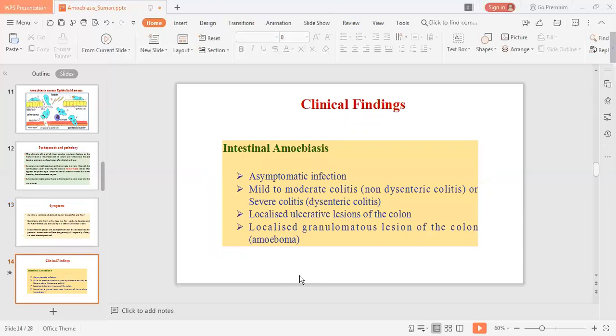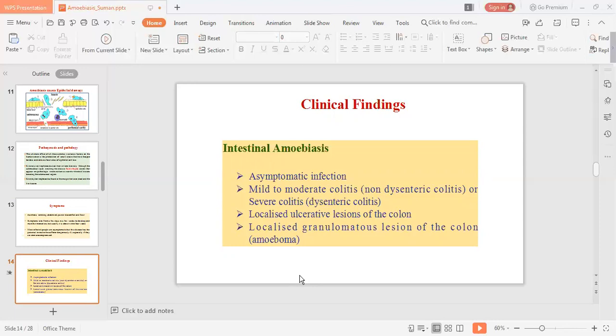Clinical findings: you can find either intestinal amoebiasis or else extraintestinal lesions. So in case of intestinal amoebiasis, there are asymptomatic infections, mild to moderate colitis. Mild colitis means non-dysenteric colitis, to severe colitis like dysenteric colitis may happen. Localized ulcerative lesions of the colon you can notice, and also you can notice some localized granulomatous lesions in the colon, which is known as amoeboma.